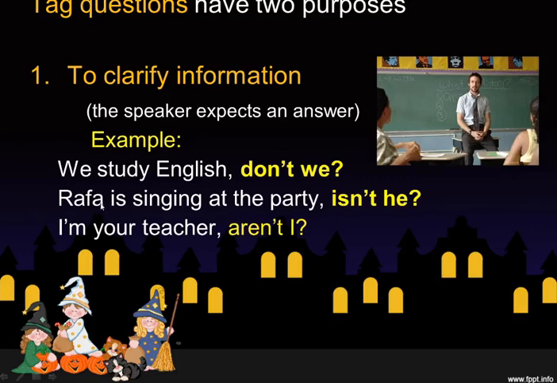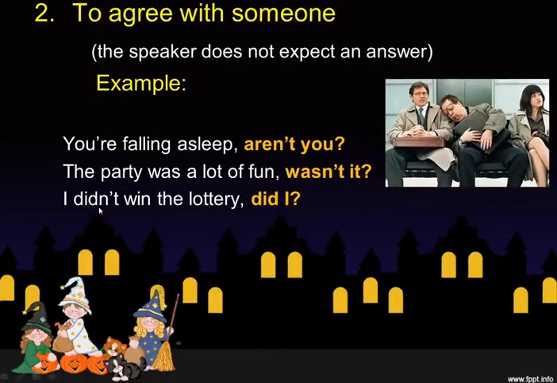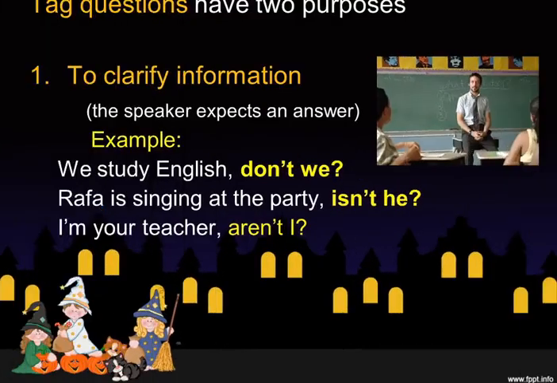So here, Rafa is singing, isn't he? Isn't he? Okay, isn't he? I am your teacher. Sometimes you might have misunderstood here, because in the two previous examples I have told you that we have to use the negative of that sentence. But here also, you look at it.